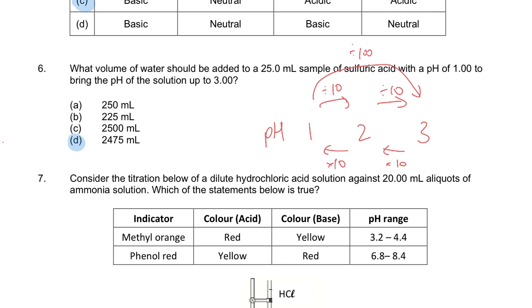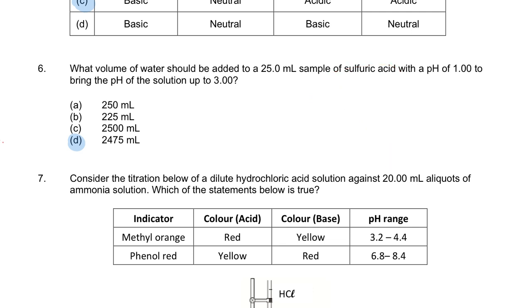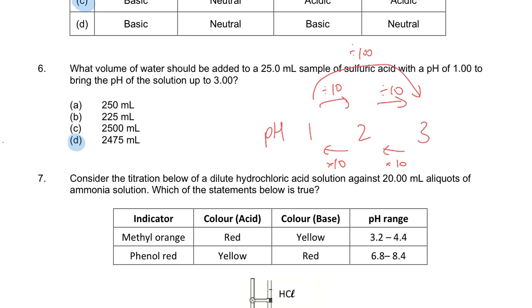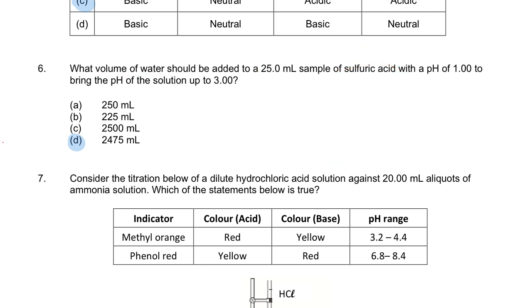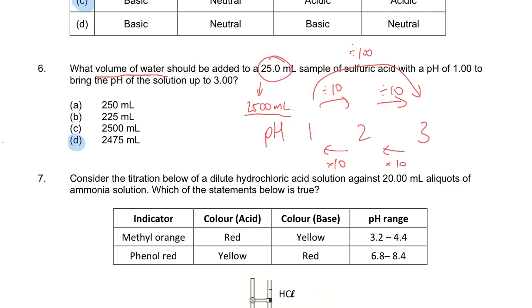And therefore, to make this solution a pH of 3, you would need a 100 times dilution, and a 100 times dilution of 25 goes all the way to 2,500 mLs. Okay, so this is 2,500 mLs, but remember how much water should be added. You need to get to 2,500 mLs, which means that you need to add in 2,475, because you have to also include the 25 mLs initially.